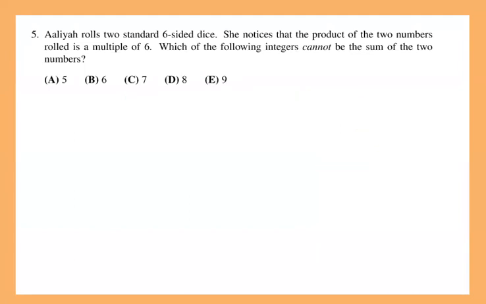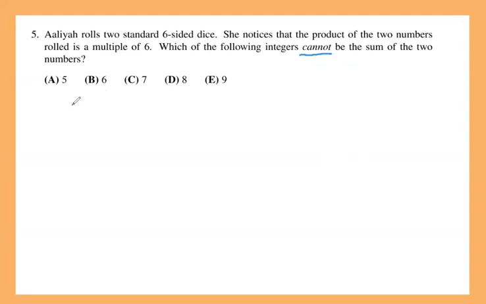And here's the next problem, number 5. Elijah, I guess, rolls 2 standard 6-sided dice, and she notices that the product of the 2 numbers she rolls is a multiple of 6. Which of the following integers cannot be the sum of those numbers? Okay, this is slightly challenging. So 1 through 6 are the numbers that we have for each die, right? So we can probably list all the possible cases and see which one is not achievable.